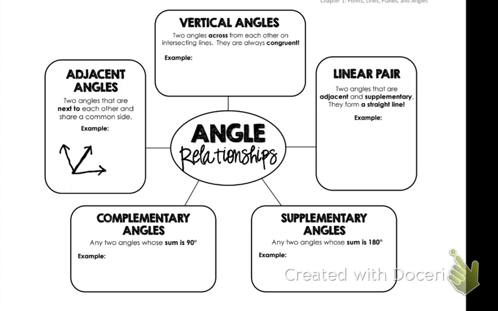All right, and a lot of times we will number them 1 and 2, so 1 and 2 are adjacent angles. Vertical angles. Vertical angles are two angles across from each other on intersecting lines. They are always congruent. So to have vertical angles, you must have two lines that intersect, first and foremost.